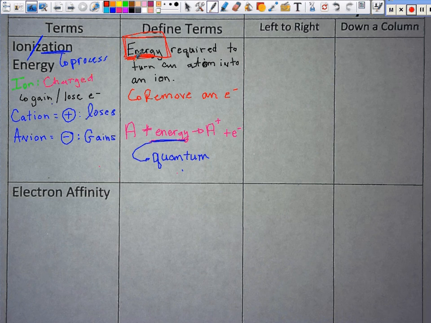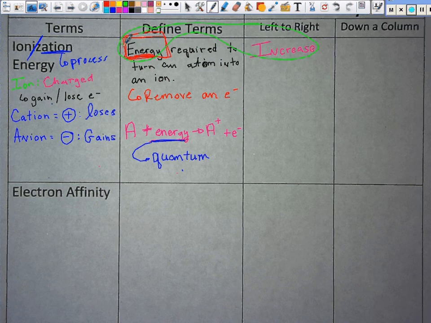All right, so let's talk about the trends. This is the important part that you need to get. The trends are from left to right. It will increase. And again, when I say increase, what am I speaking about specifically? The energy, the amount of energy required will go up.